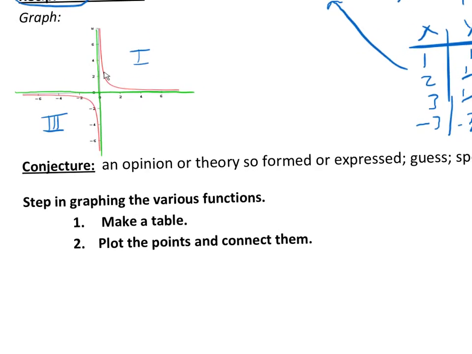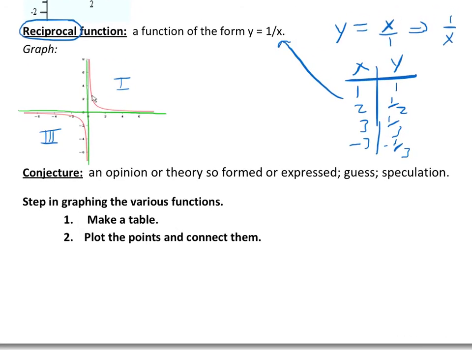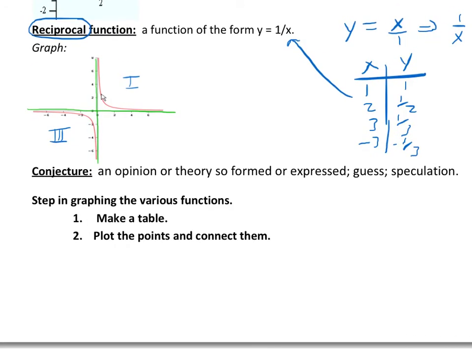Alright, conjecture. A conjecture is an opinion or theory so formed or expressed, guessed, or considered speculation. And the reason we have that vocabulary word will come up later. But when we talk about graphing all of these kinds of functions, it is key to understand that we should, most of the time, unless it's a very obvious graph, make a table. And that's what I've done here in a couple of these. Also, once you have your table, plot the points and connect the dots.